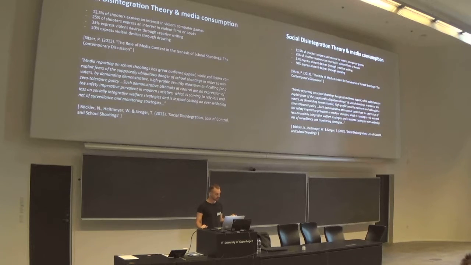Politicians can exploit fears of supposedly the ubiquitous danger of school shootings to win votes. Demonstrative attempts at control are an expression of the safety imperative prevalent in modern societies, which is coming to rely less and less on socially integrative welfare strategies and is instead casting an ever-widening net of surveillance and monitoring strategies.